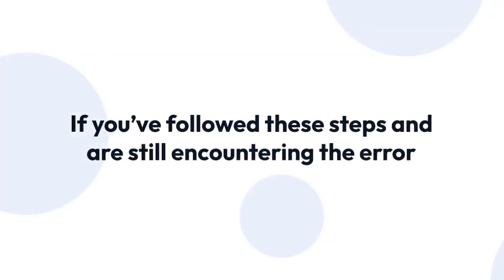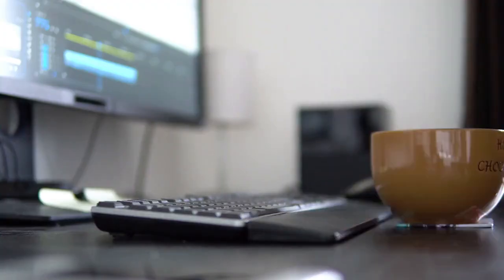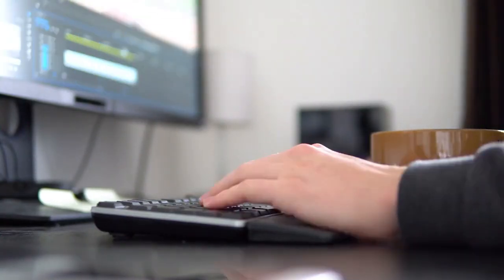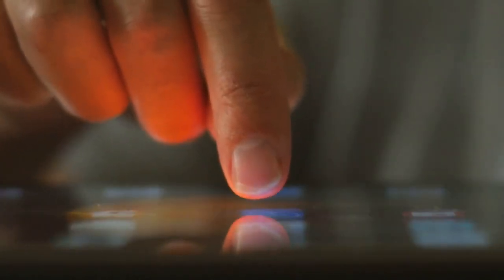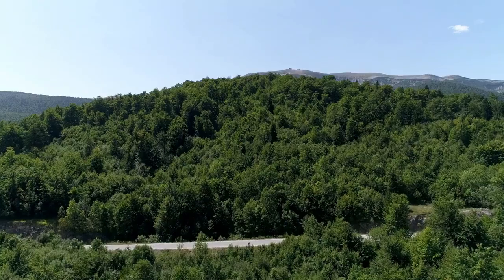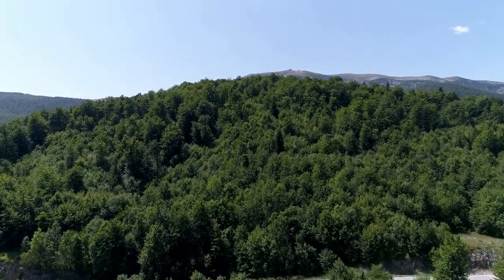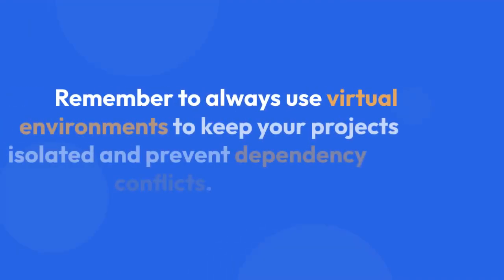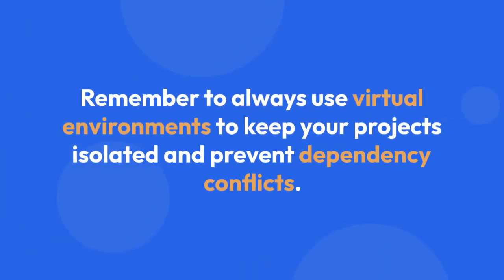If you followed these steps and are still encountering the error, provide more details about your system setup, operating system, Python version, how you installed onnxruntime, and the exact error message, along with the relevant code snippet where the error occurs, so more targeted assistance can be provided. Remember to always use virtual environments to keep your projects isolated and prevent dependency conflicts.